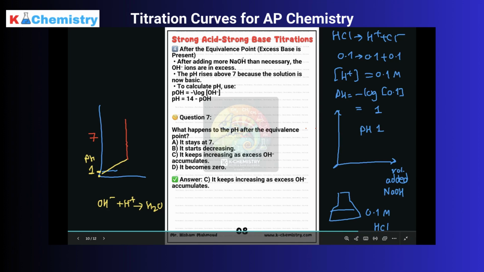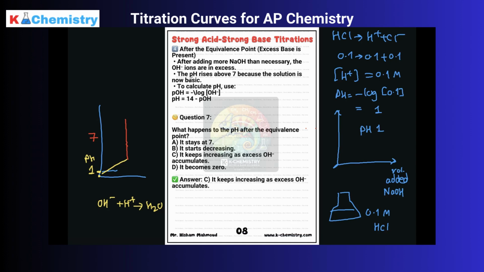Okay, strong acid, strong base titration after the equivalence point. This is the point at which excess base is present, so the solution pH starts to increase again. So the pH starts to increase again and becomes more than 7. Because I'm adding more NaOH than necessary, the OH minus ions are in excess. The pH rises above 7 because the solution is now basic.